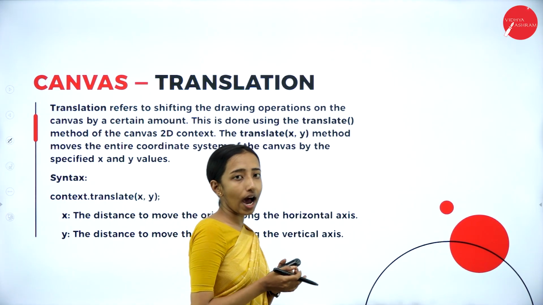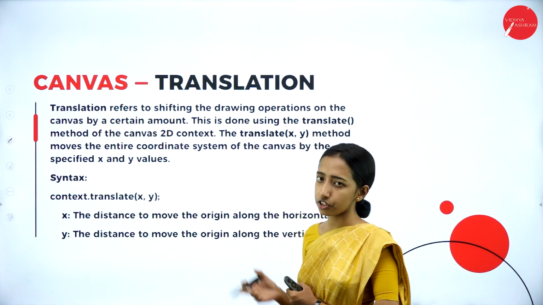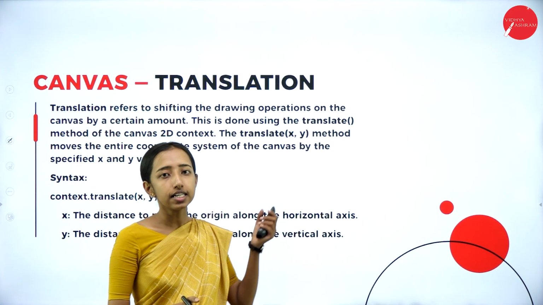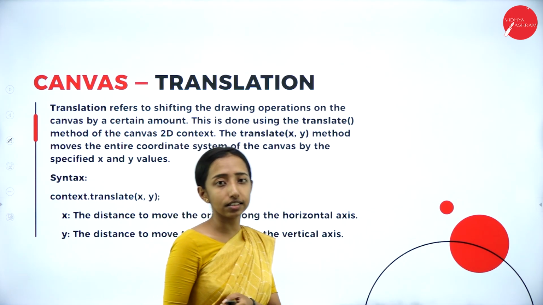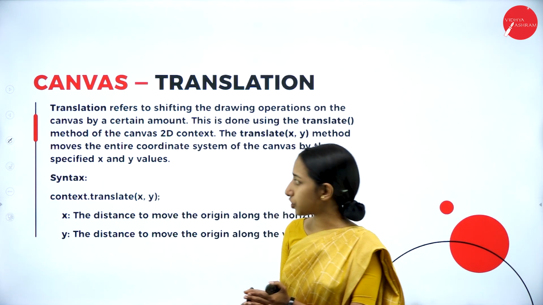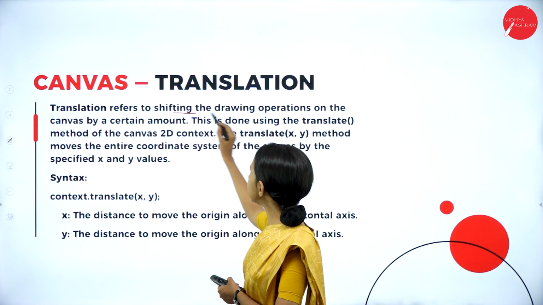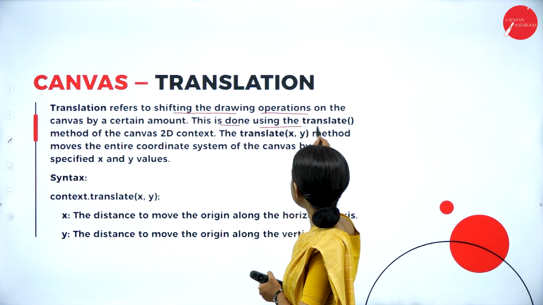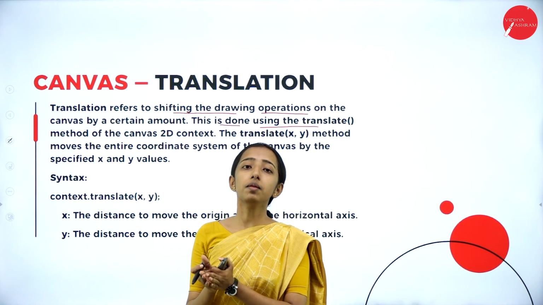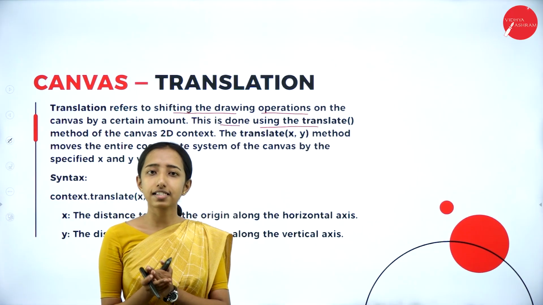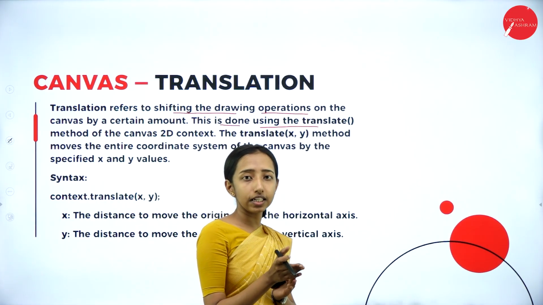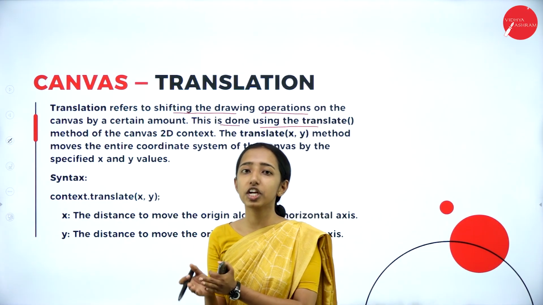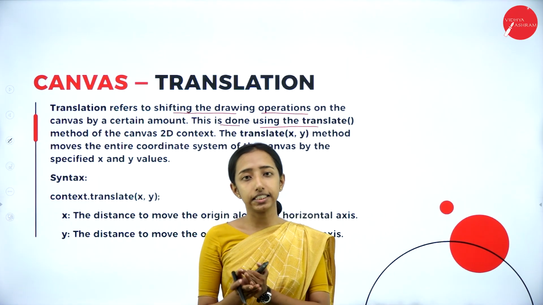The next topic is canvas translation. Now we have seen the restore and save methods. Lastly, translation: how we can do that in the canvas. So what is translation? Translation refers to shifting the drawing operation on the canvas by a certain amount, and it is done using the translate method. We use this method in the canvas to translate what we have drawn, that is, the graphics, shapes or drawings that we created in the canvas.